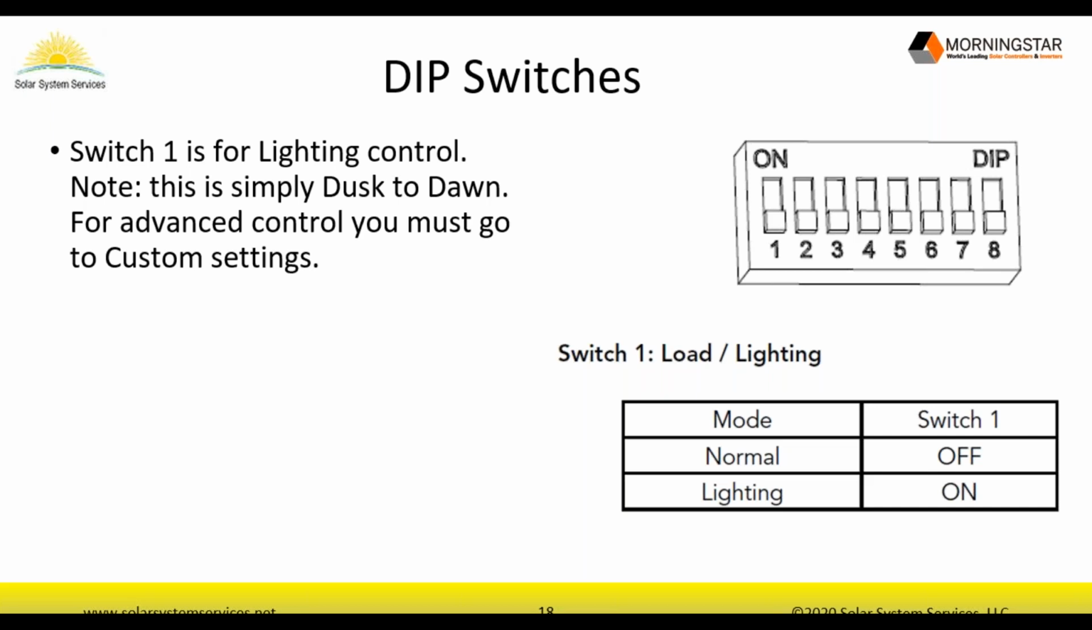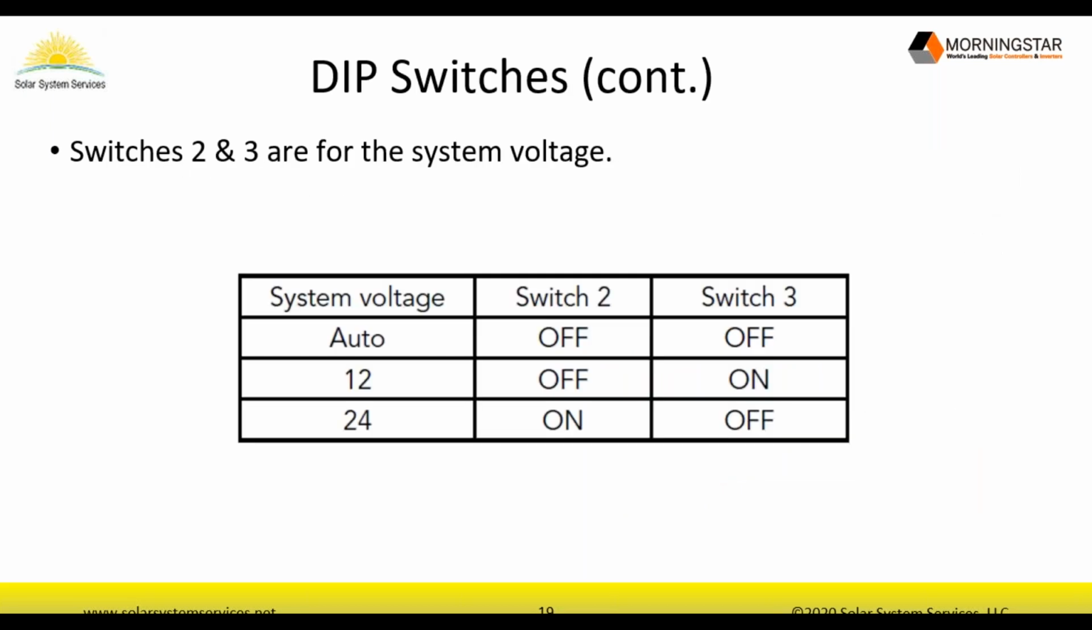Okay, dip switches 2 and 3 are for voltage settings. If you just leave them both off, it just auto detects. But for some reason, if you want to fix it, you can. You can set it for either 12 volts or 24 volts.